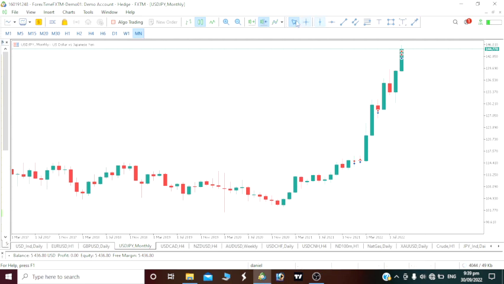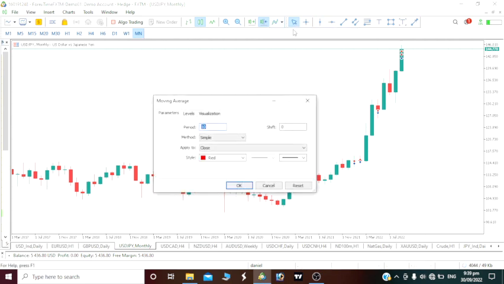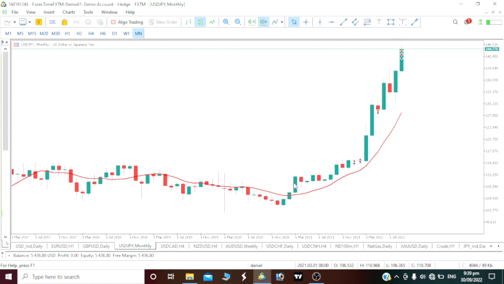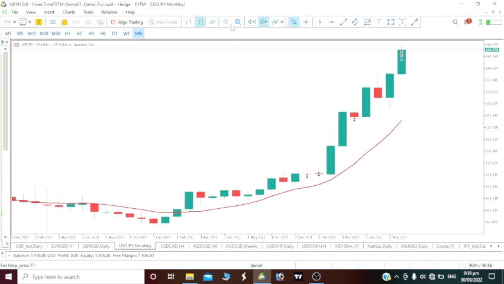So on the monthly time frame we are bullish. Let's see what the 10 period moving average says on our USDJPY. See, same thing, we are still above the 10 period moving average. We all know the rules of trading. Once price is above the 10 period moving average, we have to go long, but if it is below it, then we have to short. But clearly we are still above the 10 period moving average.